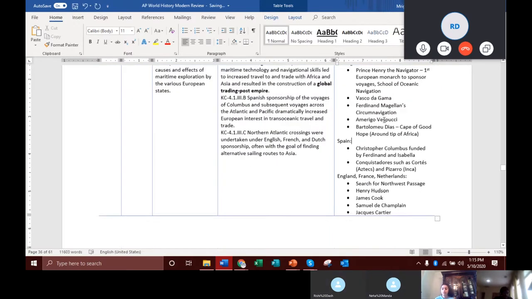Anyone else Portuguese we can think of? I think that's pretty much it. The big ones, at least. Spain, we had Christopher Columbus.